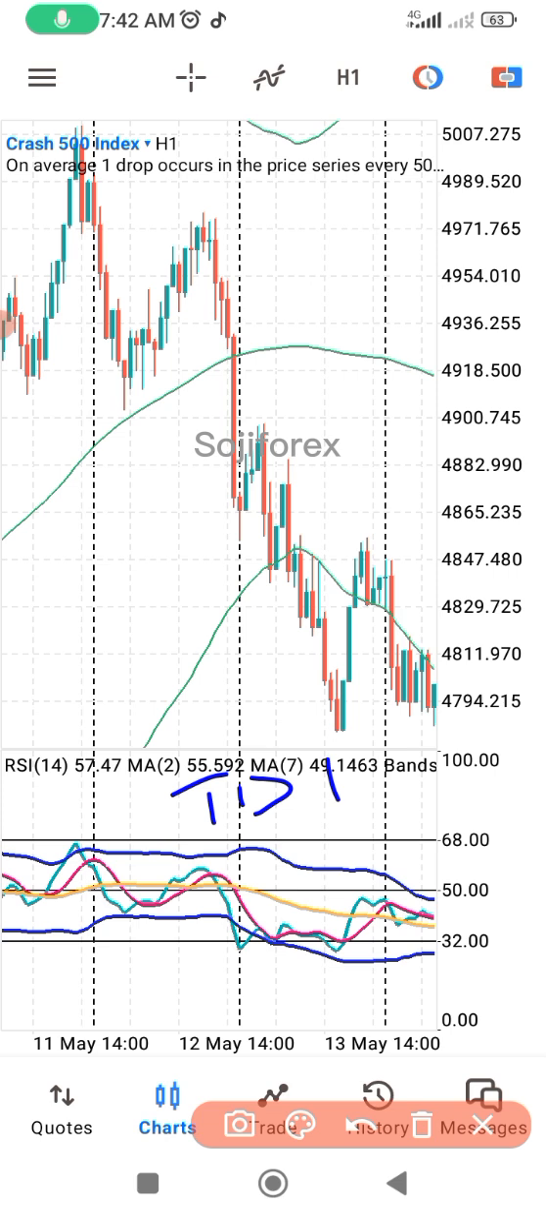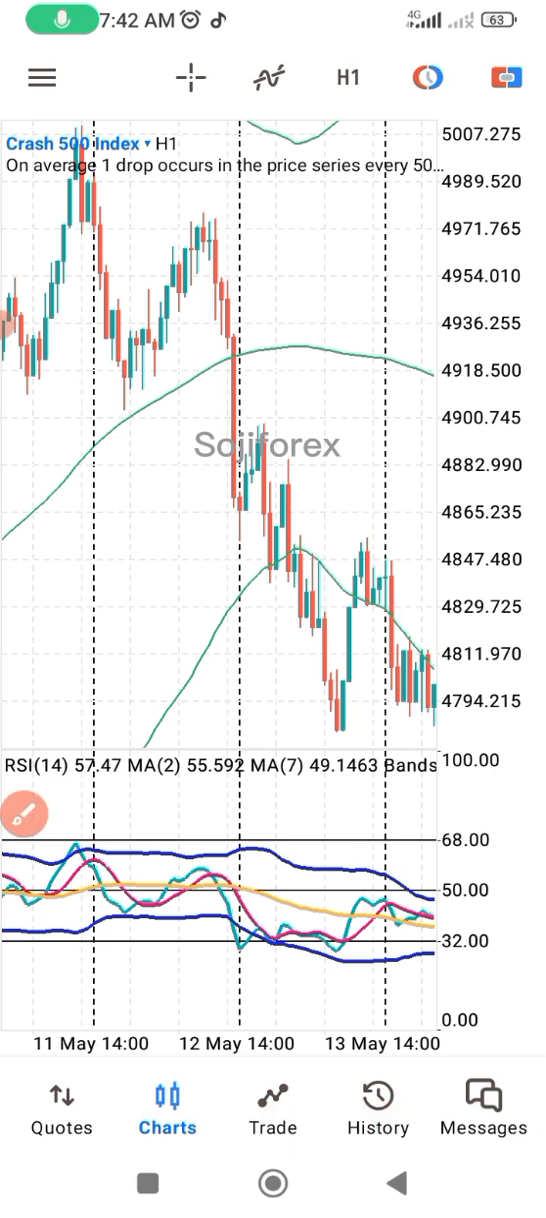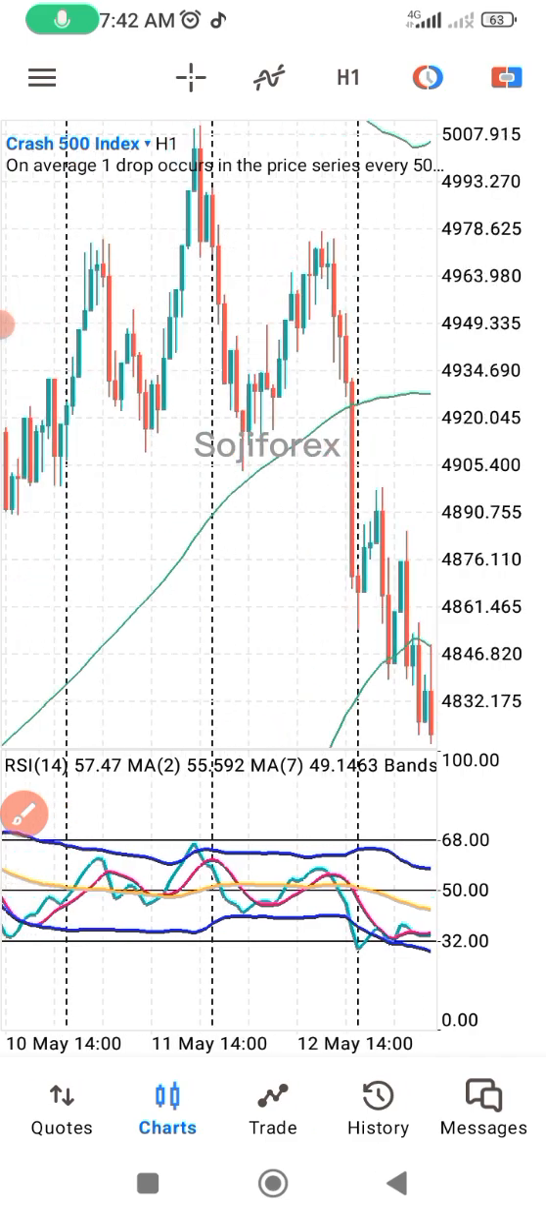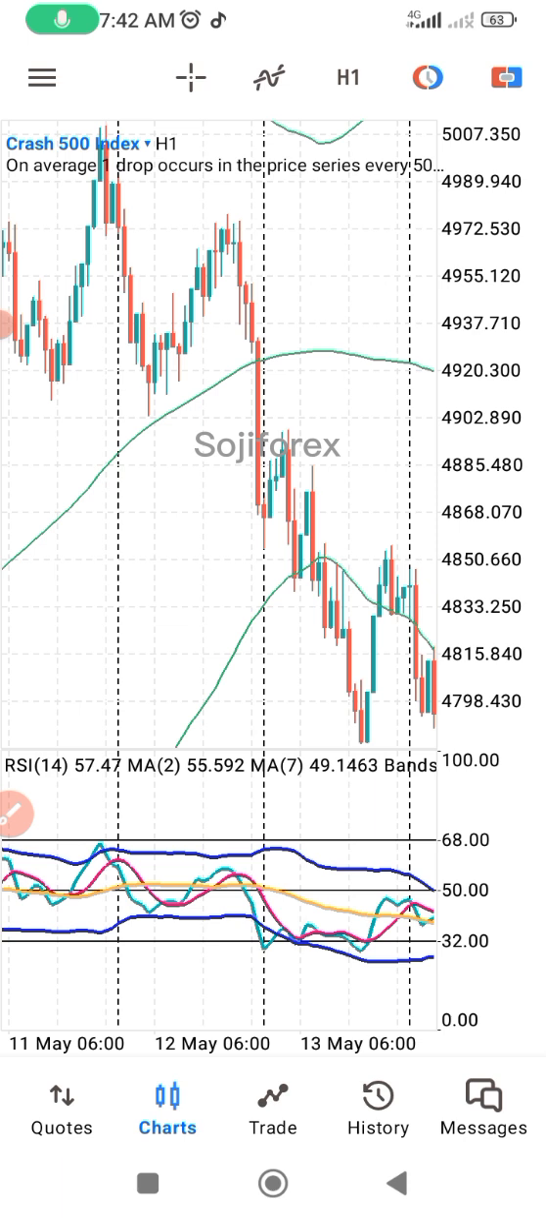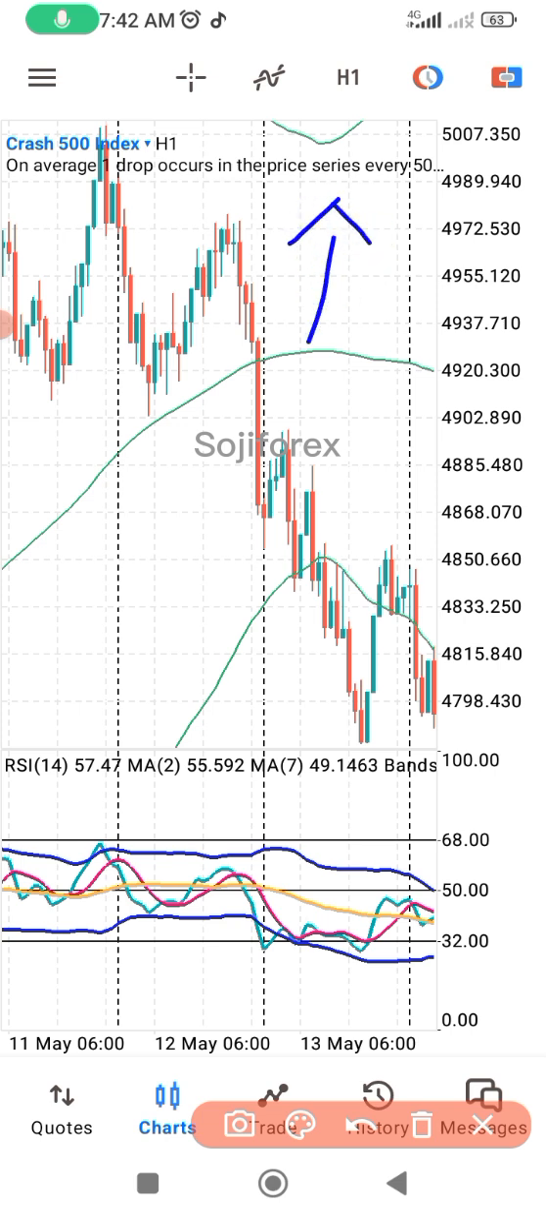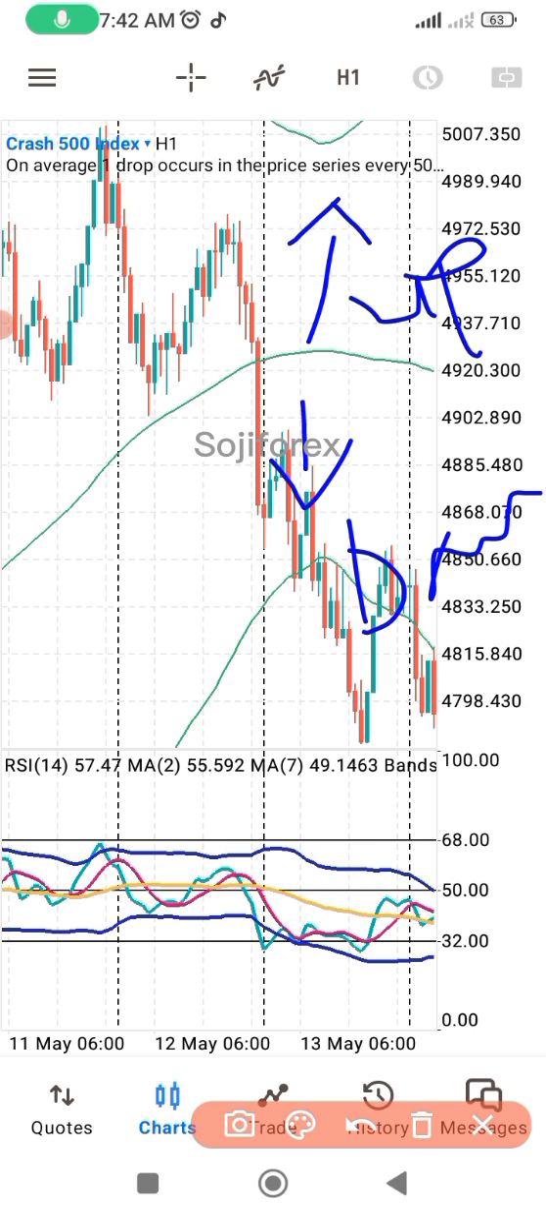So when I open my chart like this, the first thing I look out for is the direction of the market. I want to know the trend, and what I do basically with my Bollinger Band, once price is above my Bollinger Band, I see it as an uptrend, and once price is below it, I see it as a downtrend. So when price is above, I see it as a bullish market, and when price is below, I see it as a bearish market.